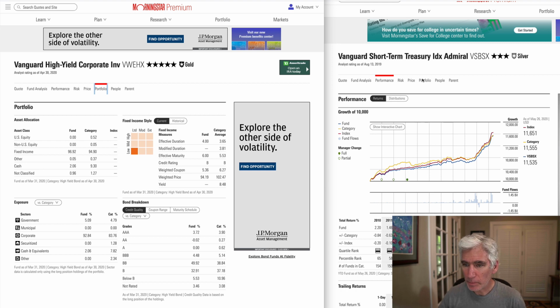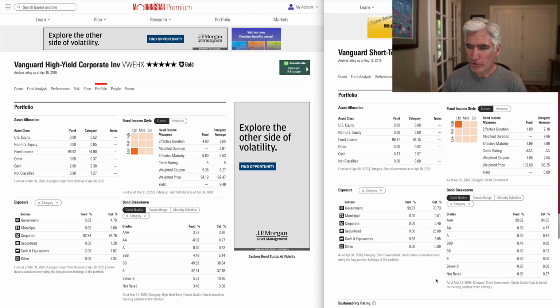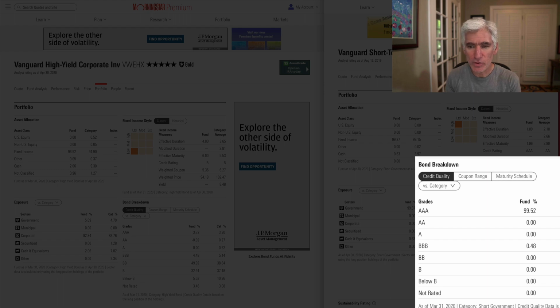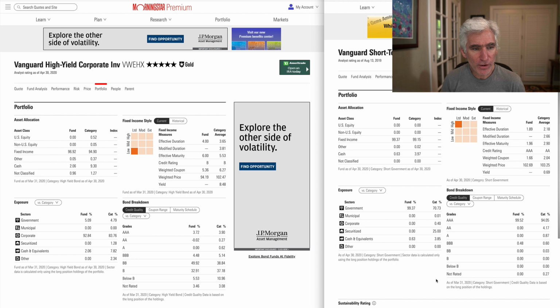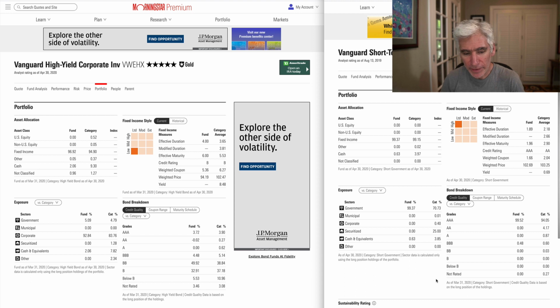In fact, if we compare it to the short-term Treasury fund, we can see that for the Treasury fund, the bond breakdown, almost all of it's AAA, which is a grade that bonds receive. Of course, that's to be expected. This is a U.S. government bond fund. But when we compare that to the Vanguard High Yield Corporate Fund, we can see that this is really BB and B and even below B rated bonds. So much lower and certainly below investment grade. So there's an example of a high yield corporate bond fund where the credit risk is much higher as reflected in the investment style box.